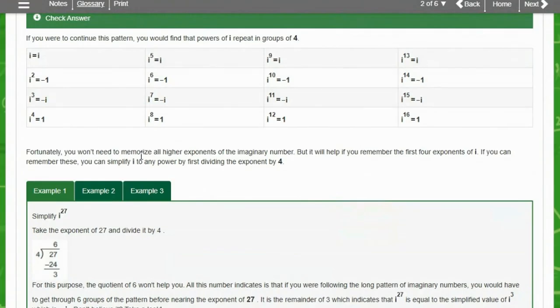Fortunately, you won't need to memorize all the higher exponents of the imaginary number, but it will help if you remember the first 4 exponents of i. If you remember these, you can simplify to any power by first dividing the exponent by 4. Figure out what the remainder is. If there's no remainder, that means it equals 1 because it's evenly divisible by 4.